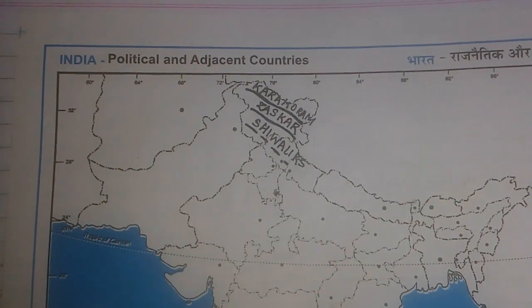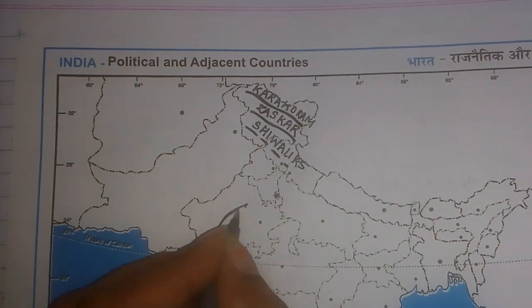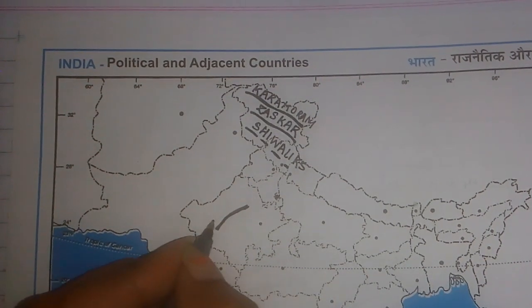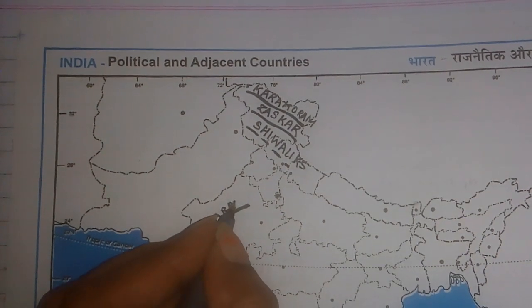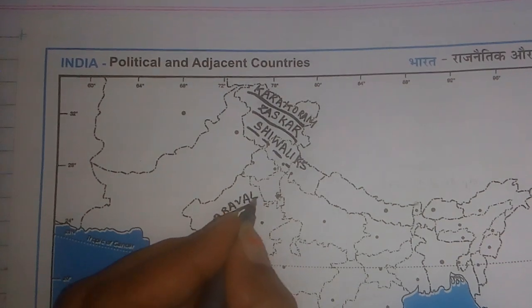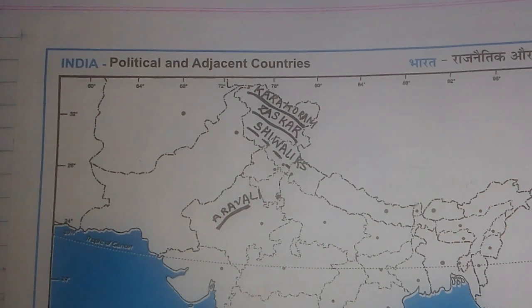So similarly we are going to do it now. Over here we are going to draw the line. और क्या कर देंगे? We are going to write the name Aravali range. ठीक है? Other than that, the next range that we are to mark is the Vindhya range.